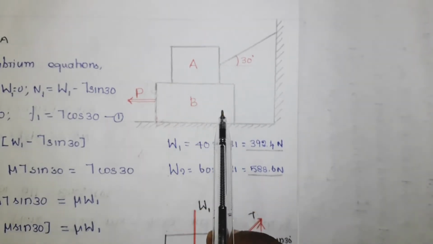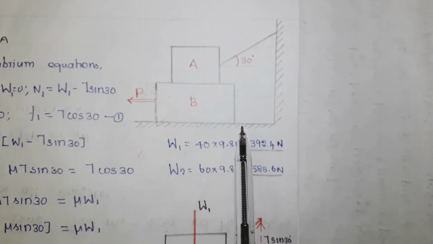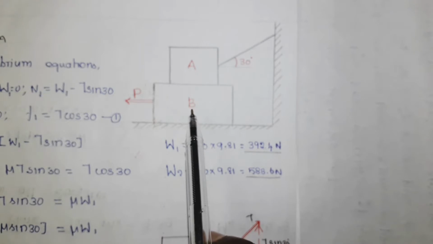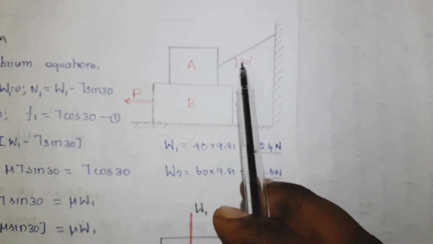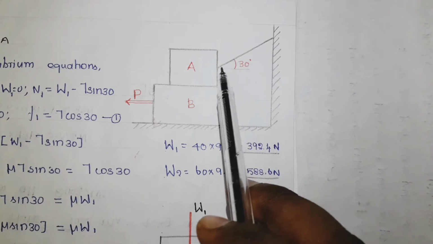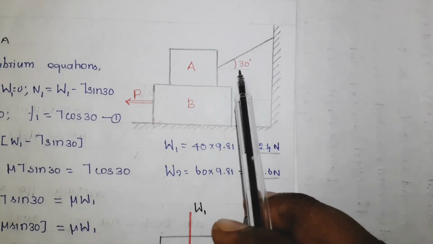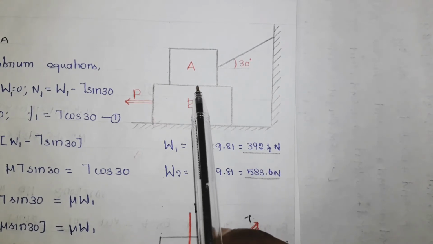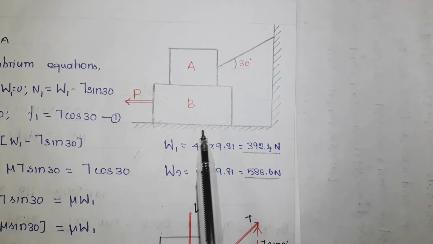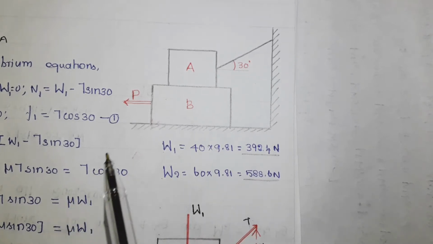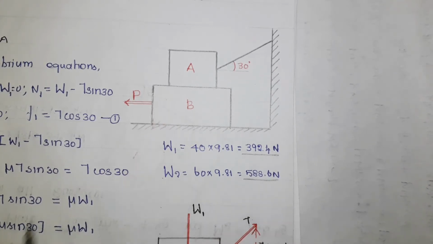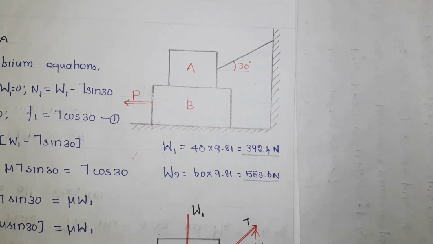Here is the block B which is located on a floor and the mass A is located over the block B. Then this A is connected to the wall with the help of a string or a rope, which is inclined at an angle of 30 degrees. Okay, so this is the given condition. They have given the friction between A and B as 0.3 and between B and the floor as 0.25. Now they ask us to find the value of this P to move the block B. So this is the given problem.